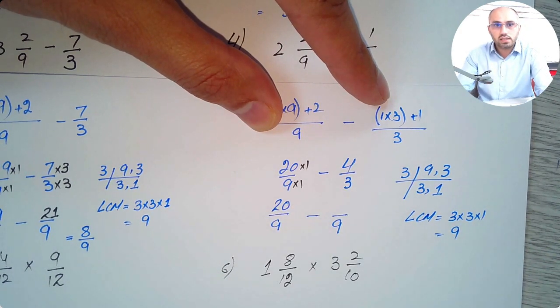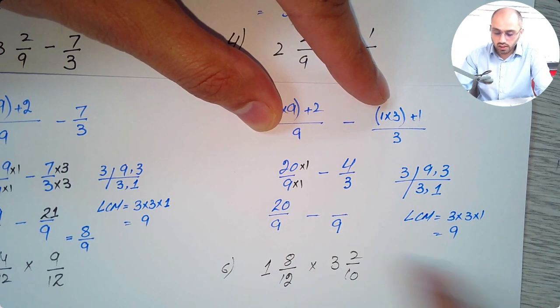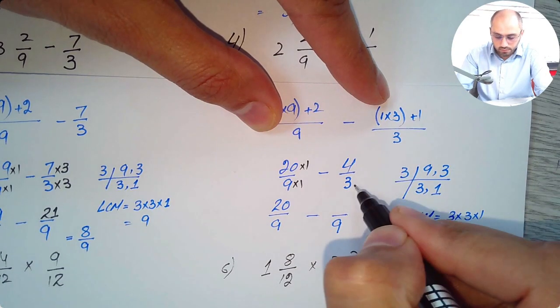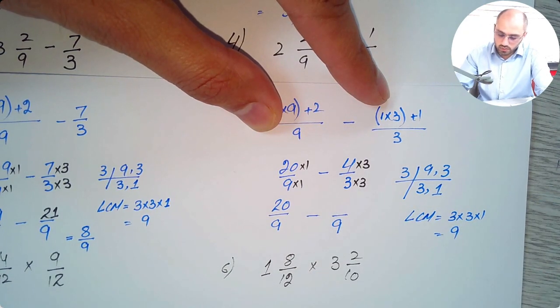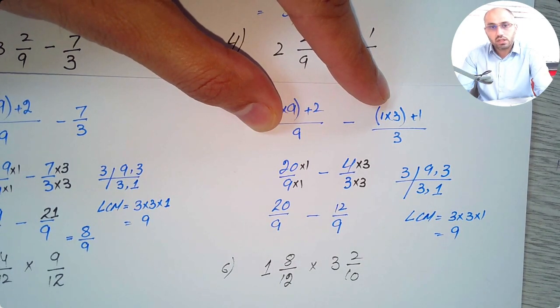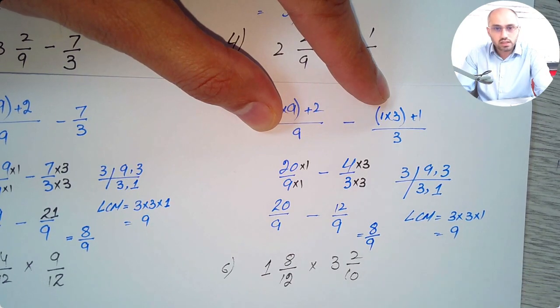I'll now look at the second fraction. The denominator was 3. It has been changed to 9. How did it get changed to 9? Because I multiplied this 3 by 3. I'll do the same thing to my numerator, and that leaves me with 12. Now I see my two fractions have a common denominator. So I'll go ahead and subtract the numerators, and that leaves me with 20 take away 12, which is equal to 8. The denominator remains the same, and that is my answer.